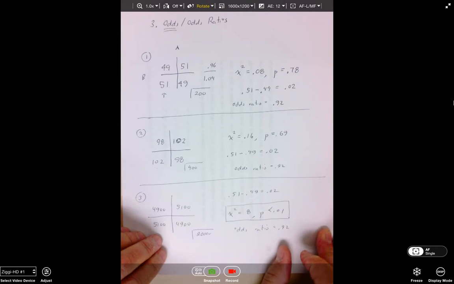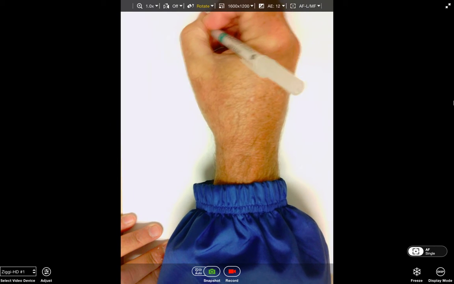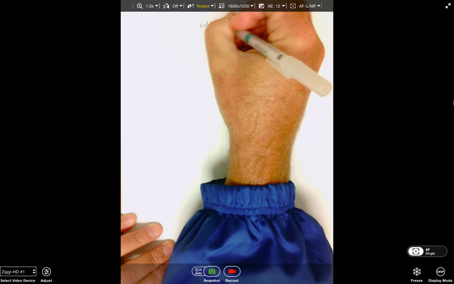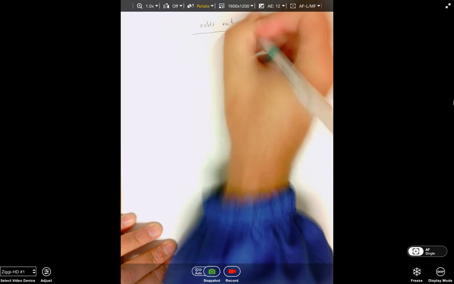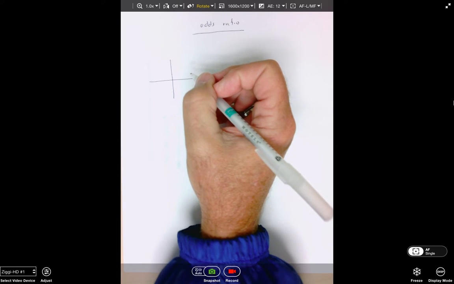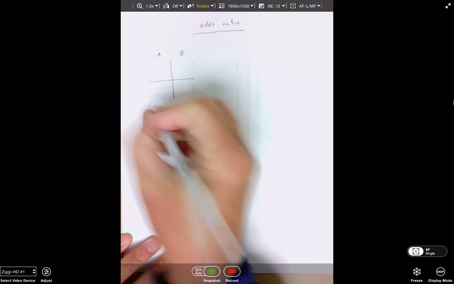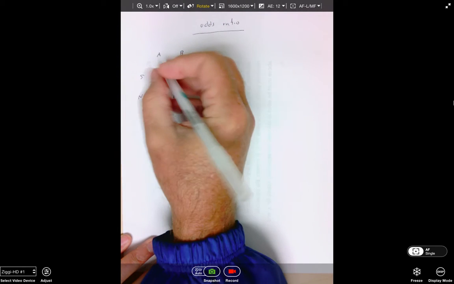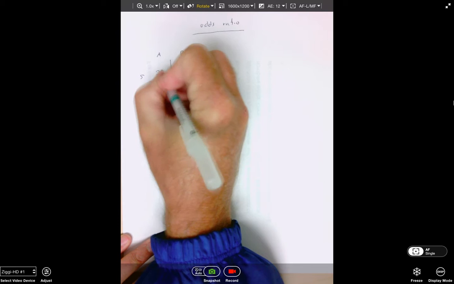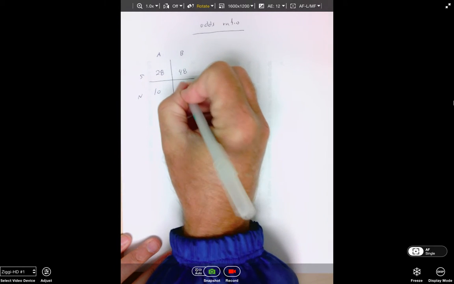Now, here's what we end up with. We end up with a situation where when we look at the odds ratio, let's go back to Professor A and Professor B, and we have success and non-success. So we have, what, 28 to 10 and 48 to 114.